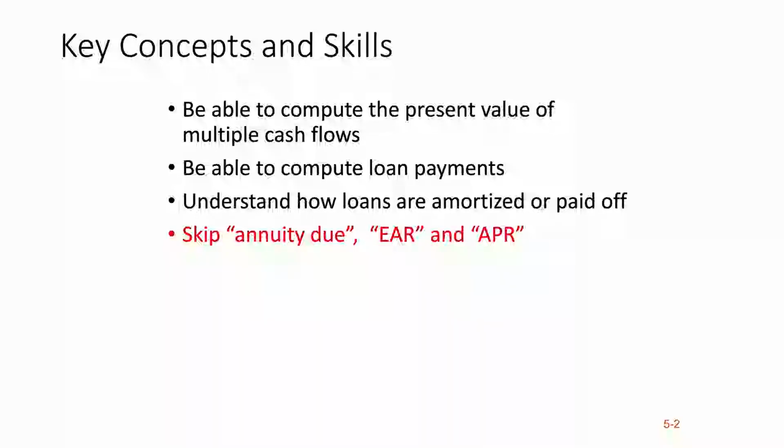Now, let me just point it out. We're going to skip the annuity due, which is when the payment occurs not at the end, but at the beginning. Annuity due is a very rare situation. Actually, it's used in rental payments, for example, but it's not commonly used in commercial loan arrangements. We also are going to skip the effective annual rate and APR. How do you look at the compound period? Our emphasis will be using financial calculators to calculate the cash flow.